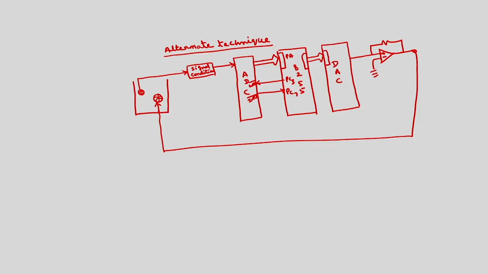The remaining connections of the A to D and D to A converters I am not showing, because those details I have already discussed in earlier lectures. Now, the basic principle here is that everything is the same except for this. So, we will read in port A the digital equivalent of the temperature.